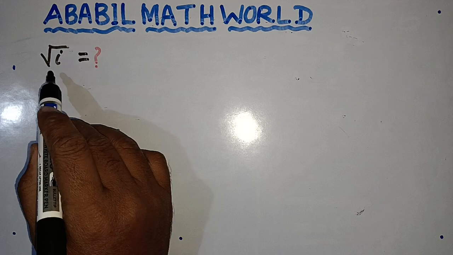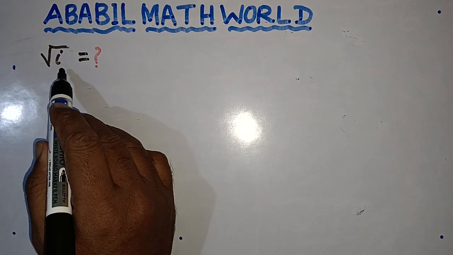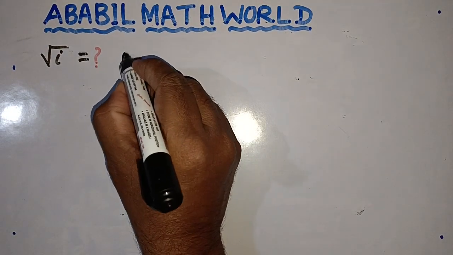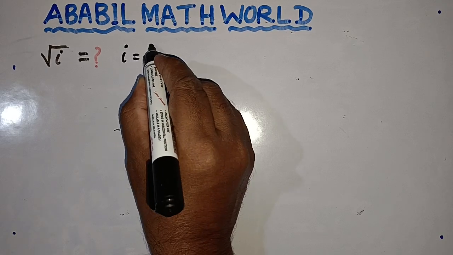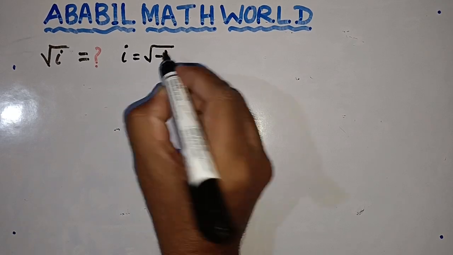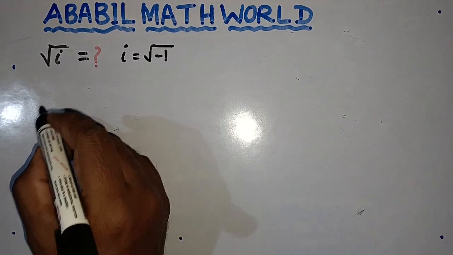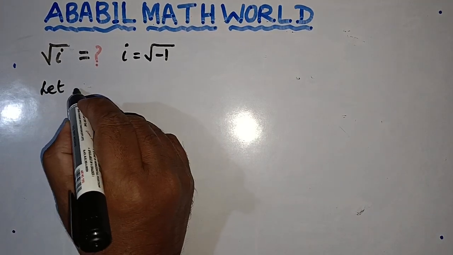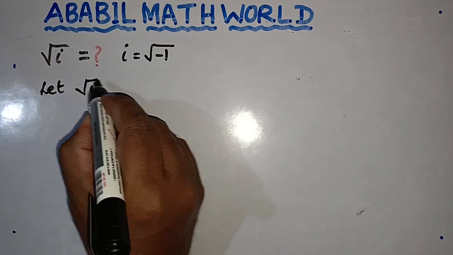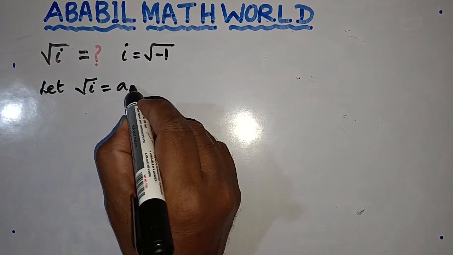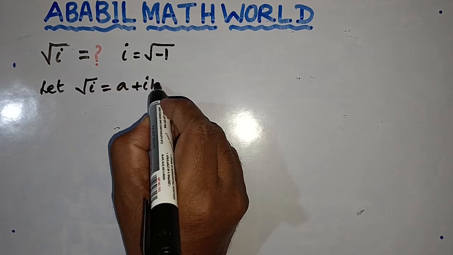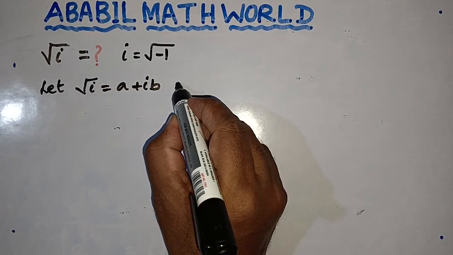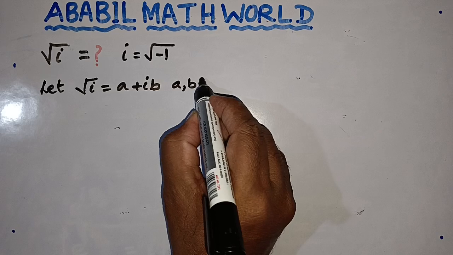Today we are going to find the square root of i, where i is the square root of -1. So now we start. Let root i be equal to a plus ib, where a and b are real numbers.